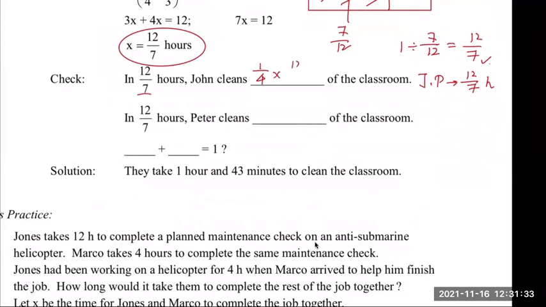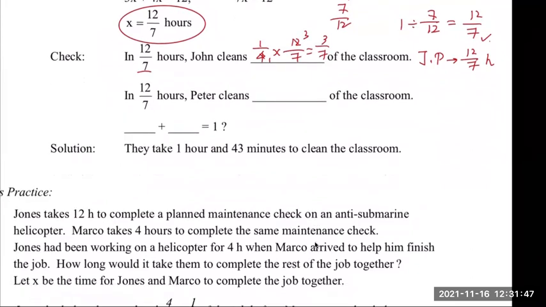Now John cleans for 12/7 hours, which is 3/7 of the classroom, right? And for Peter, we know that each hour Peter can clean 1/3 of the classroom. Now he cleans for 12/7 hours, and 1/3 of that will be 4/7 of the classroom.